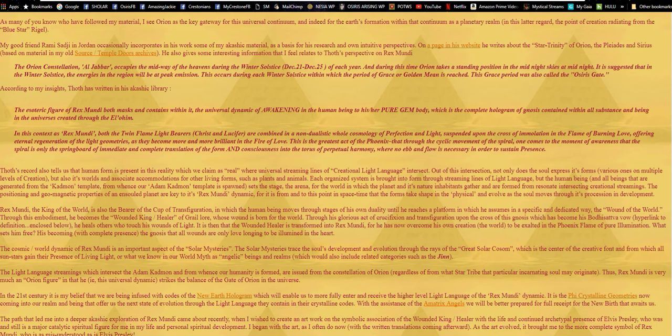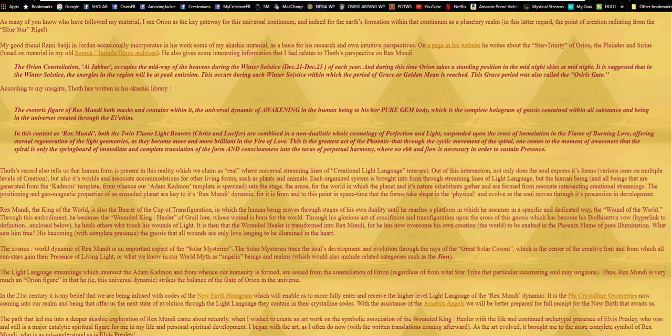The cosmic world dynamic of Rex Mundi is an important aspect of the solar mysteries. The solar mysteries trace the soul's development and evolution through the rays of the great solar cosmos, which is the center of the creative font from which all star suns gain their presence of living light, or what we know in our world myth as angelic beings and realms, which would also include related categories such as the jinn. Now, let me stop for a minute and say that all star suns, Thoth says, are actually just spheres that contain or are generating the angelic living lights, which are what we call angels, archangels, and all these other categories. Maybe some we don't even know about, so we haven't been able to categorize. But the angelic beings, they're in all of these stars that we see. But actually, that is the holographic view of what is in the Attasic universe that's spewing out into our reality.